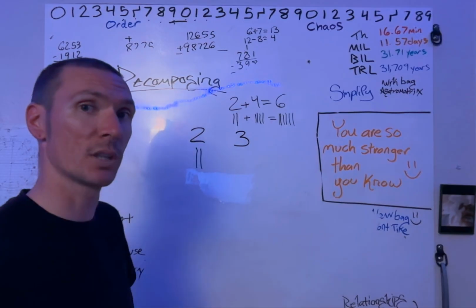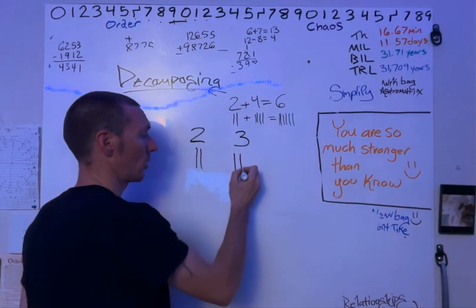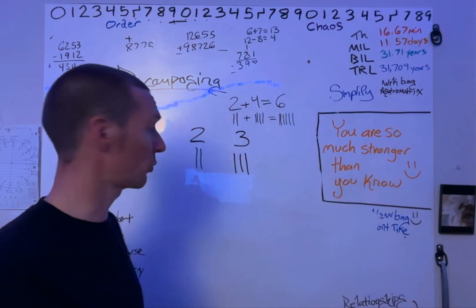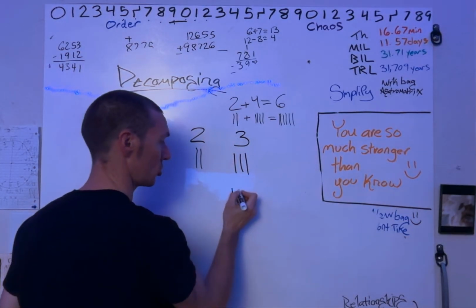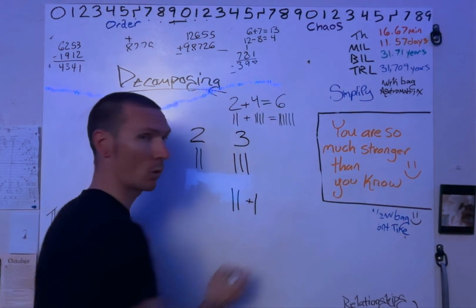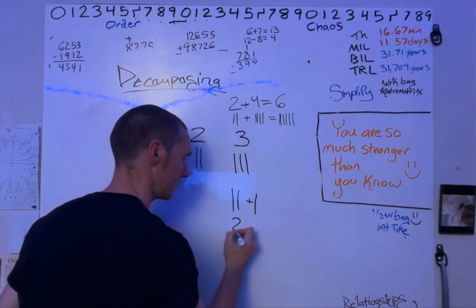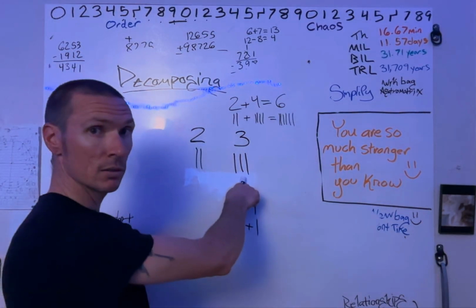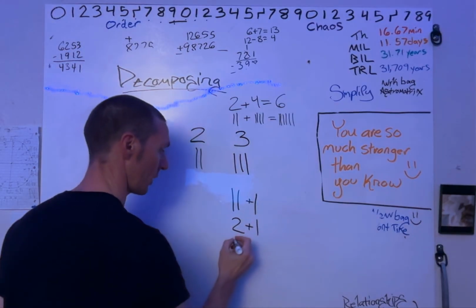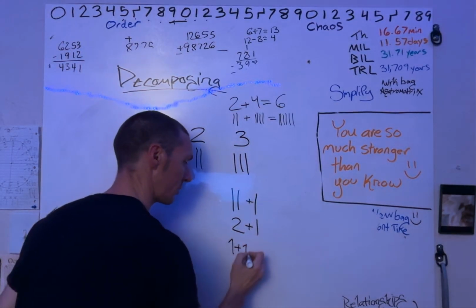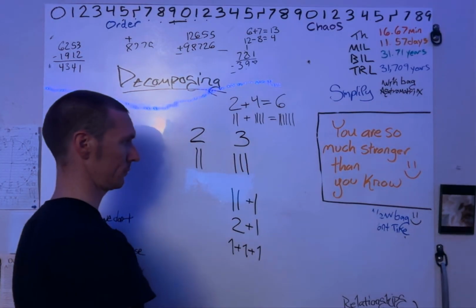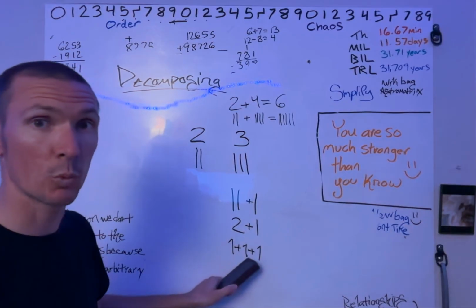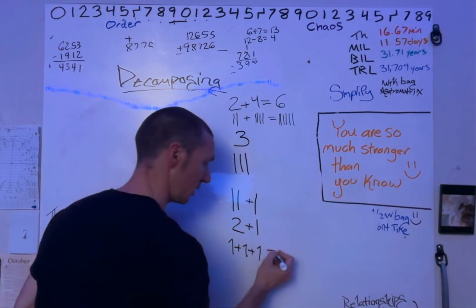A 3 is represented by 3 ones. But with a 3, we can represent this as 2 ones plus 1 one. Or there's another way: 1 plus 1 plus 1. That's another way of expressing 3. 1 plus 1 plus 1 is equal to 3.